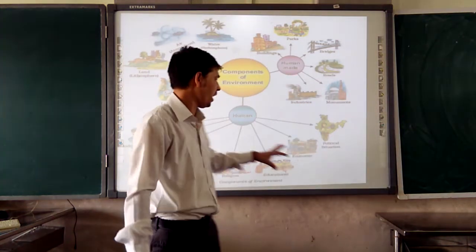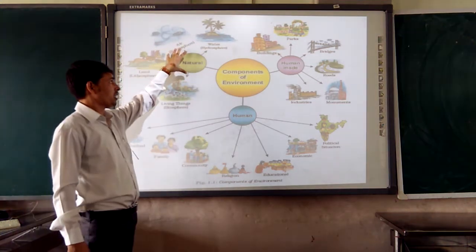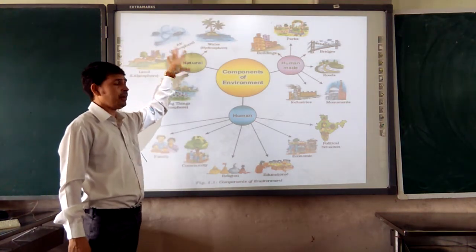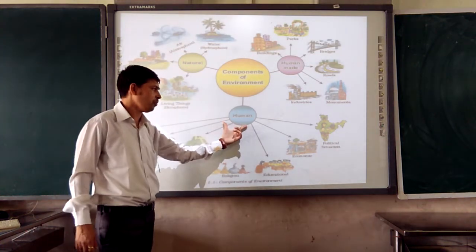So not to forget, draw and label the diagram of components of environment. What are the components of natural environment? What are the components of human-made environment? What are the components of the human environment?